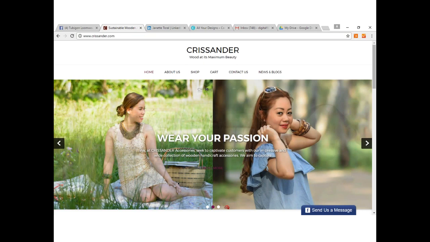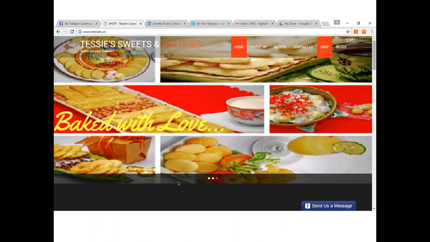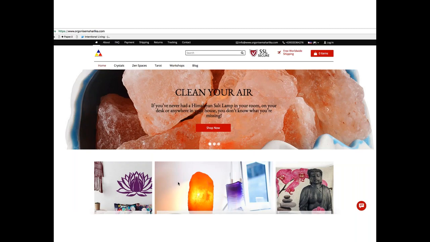This one is from Bohol also, Chrysander. They make wooden jewelry and wooden souvenirs. The wooden jewelry did not click during the digital marketing campaign, but what clicked instead were the wooden souvenirs for weddings. And then we also had another MSME which focuses on selling sweets and pastries from Bohol, and was also able to generate sales because of their marketing campaign during that period and drive foot traffic.